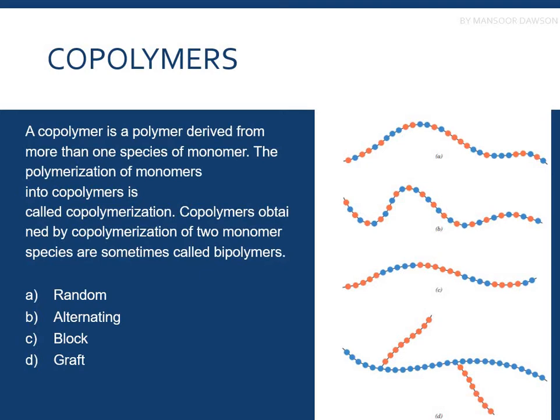Then we have a graft copolymer, in which we graft one type of monomer onto another type of monomer chain. As you can see, this is the polymer of the blue compound, and the other one, the red one, is grafted onto it. So there are two red ones grafted on it. Alright, so these are the four types of copolymers.